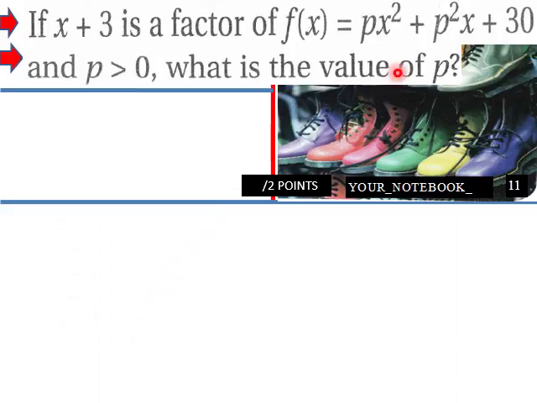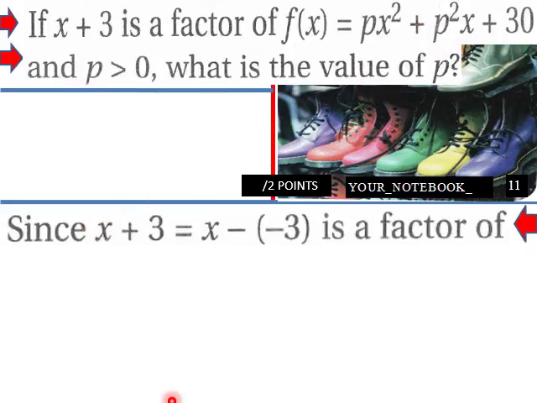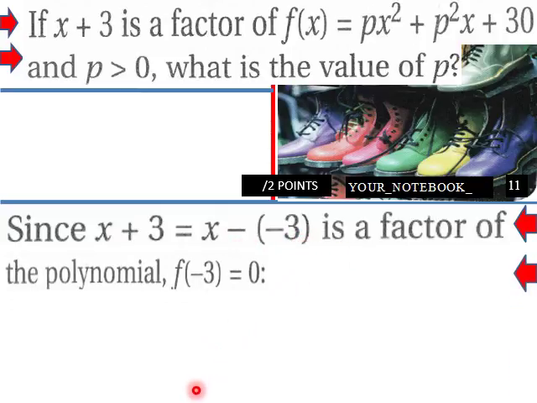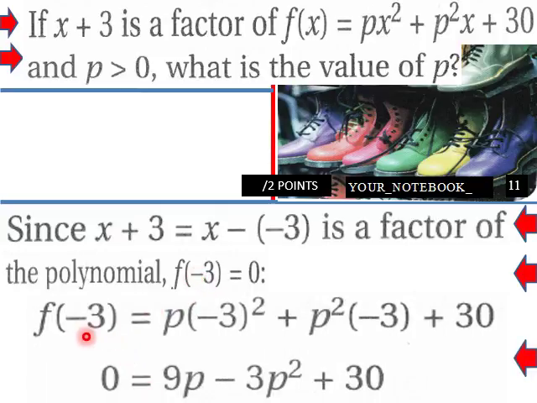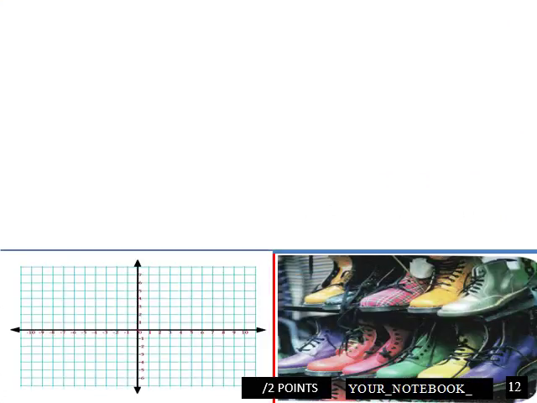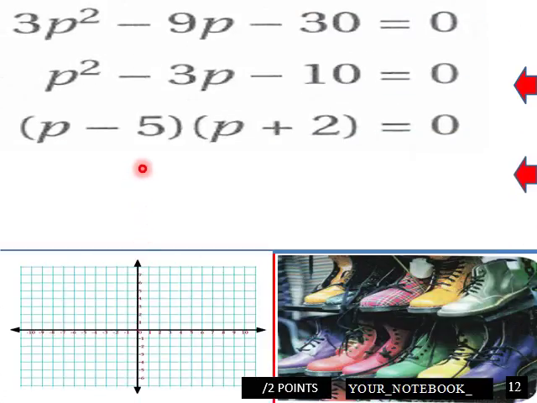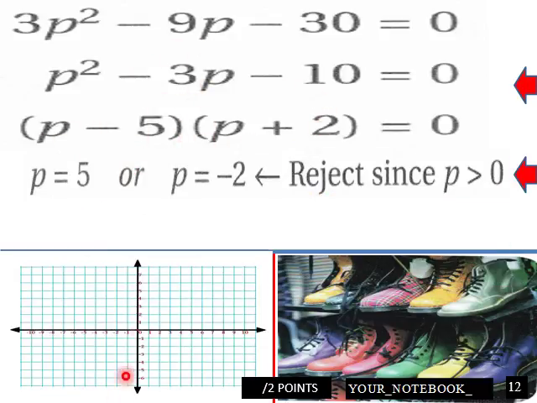If x plus 3 is a factor of this here, and p is greater than 0, what is the value of p? So x plus 3 equals x minus a negative 3 is a factor of the polynomial, f of negative 3 equals 0. So f of negative 3, we plug that in up here, then we get this trinomial here. And then if we factor this out, we get these two binomials here.